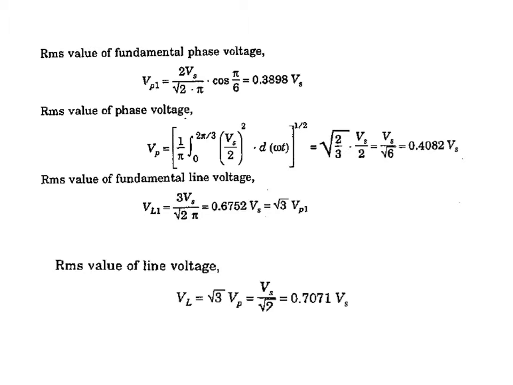So, we can say that the switching of the 120-degree mode of operation is quite simple as compared to the 180-degree mode of operation, because in the 180-degree mode of operation there are three thyristors conducting at a time, whereas for the 120-degree mode of operation only two thyristors are conducting at a time. So this is about the 120-degree mode of operation of three-phase inverter.